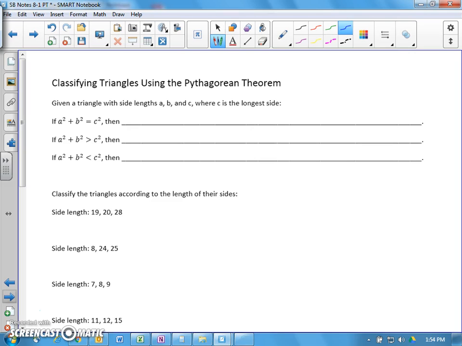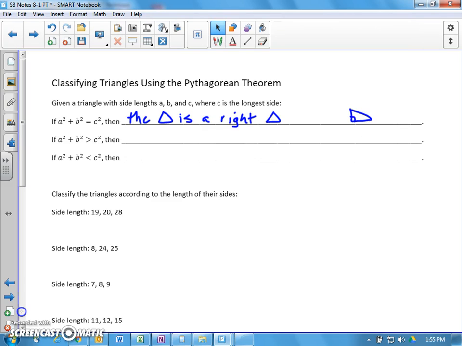So let's talk about how this helps us. We can use the converse to classify our triangles to determine not just whether or not it's right, but if it's not right, whether it's obtuse or acute. So if a squared plus b squared equals c squared, this is our typical Pythagorean theorem, and we know that the triangle is a right triangle. This works because if I have the two sides here, my hypotenuse exactly matches up.